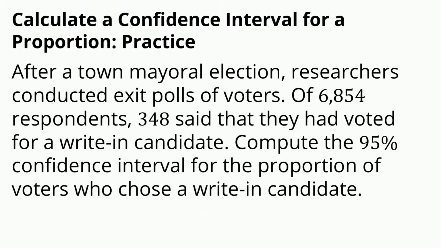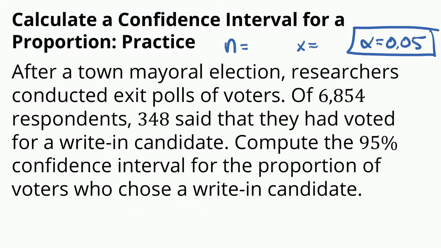So Trinity, we need three things. I'll give you a minute to compose yourself. I need N, I need X, and I need alpha. Which of those do you want to do? What is alpha for this problem? Very good. Look at this, 95% confidence interval, 1 minus 95% is indeed 0.05. Good job.